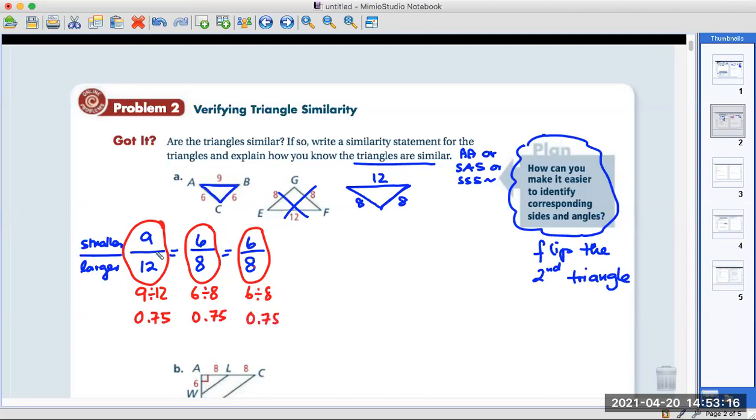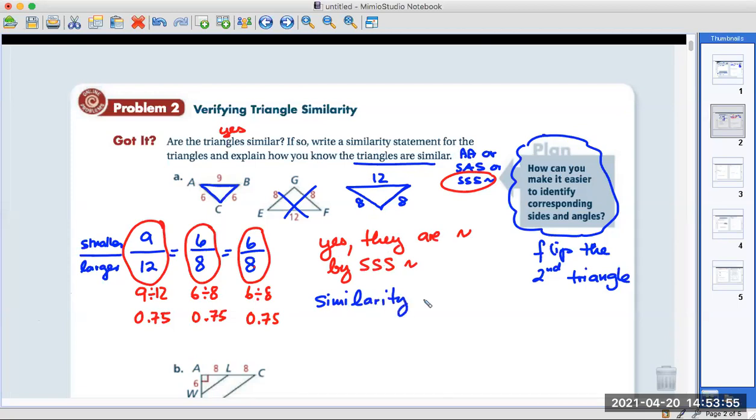Now, since all these values are the same, my answer is, are the triangles similar? Yes. They are similar. Similar by what? It's this one, SSS similarity. And what else do we have to know? If so, write a similarity statement. Okay, we still have to do that. Similarity statement.